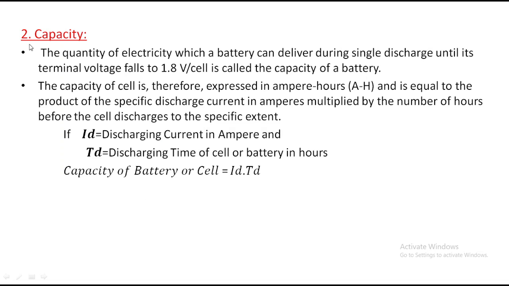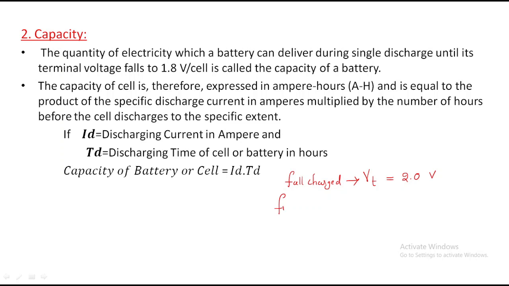Next, the second important characteristic of the battery is capacity. The quantity of electricity which a battery can deliver during a single discharge until its terminal voltage falls to 1.8 volts per cell is called the capacity of the battery. Generally, when it is charging and fully charged, the terminal voltage will become 2 volts.